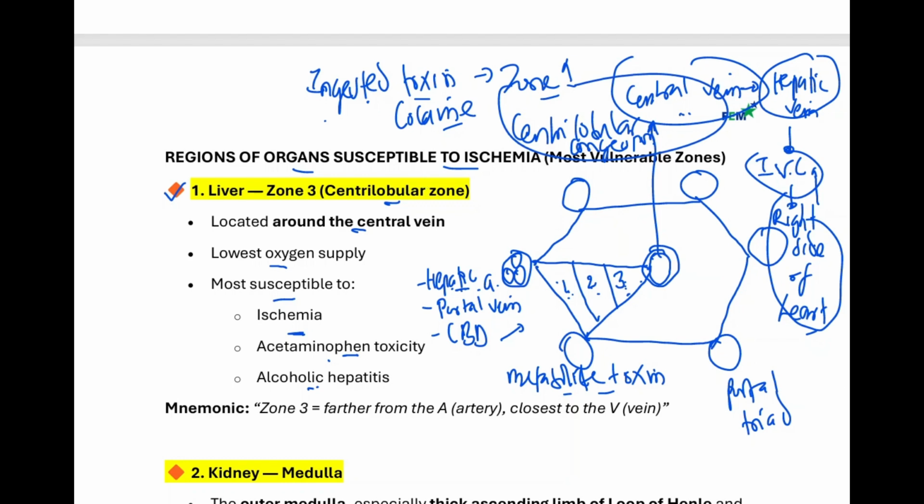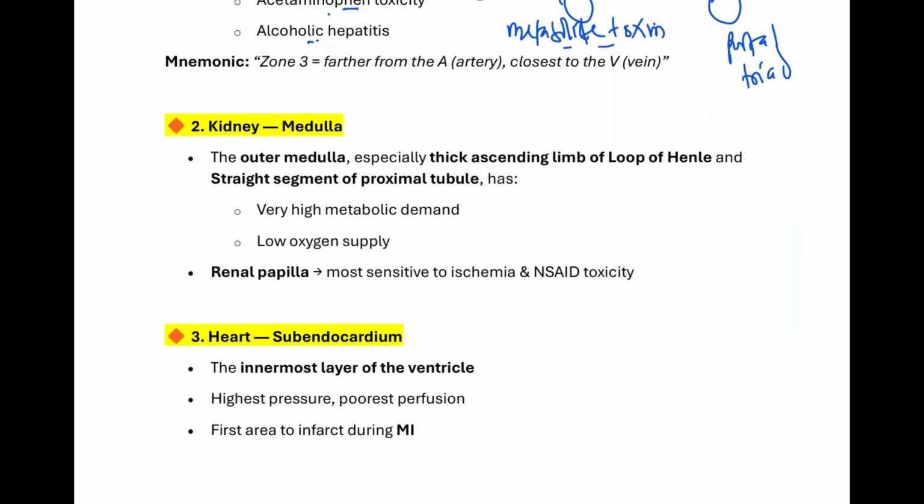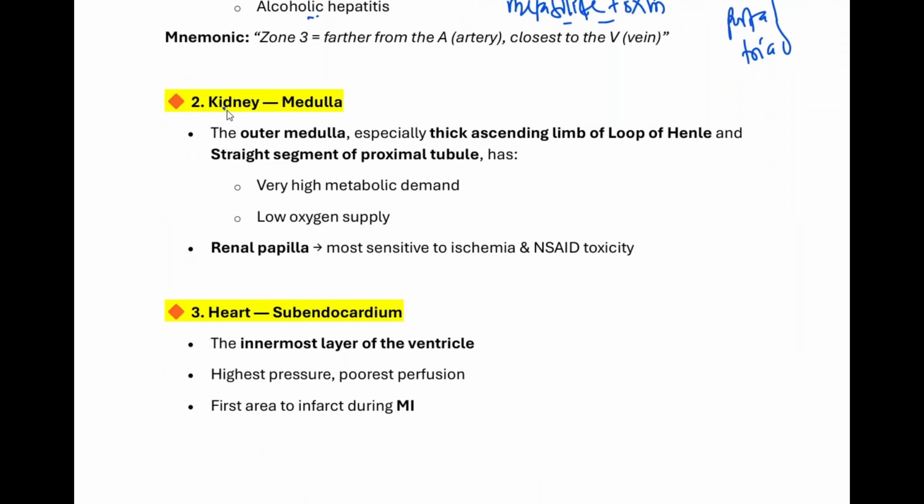So moving on, guys. The next organ we're going to talk about is the kidney, right? And as you know, most of the blood supply to the kidney goes to where? Very good. They go to the cortex. Just a small amount of blood goes to the medulla. And that's why the medulla is going to be more prone to ischemia, especially the outer medulla and the thick ascending limb of loop of Henle.